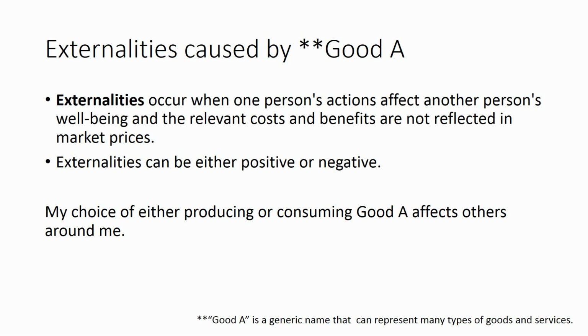Externalities caused by good A. Externalities occur when one person's actions affect another person's well-being, and the relevant costs and benefits are not reflected in market prices. In other words, my choice of either producing or consuming good A affects others around me. Externalities can either be positive or negative.